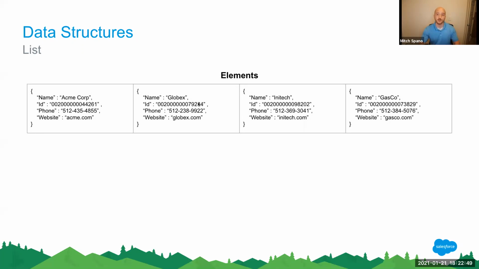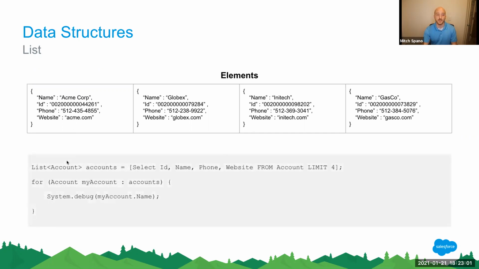This should look very familiar if you've ever executed a SOQL query, which returns a list of records to you. If we wrote a query, we can say I have a list of accounts that's defined by this query, and then we can loop over all of the elements in our list. For each account, myAccount, in accounts, we're going to print out the account's name. This is a pretty simple data structure, and if you're in Developer Console, you see all those lists of records. That's what a list is.